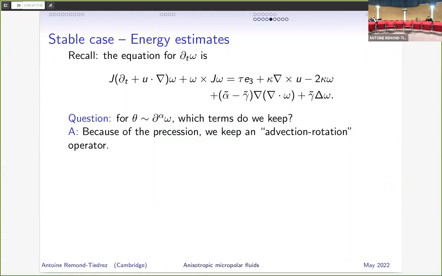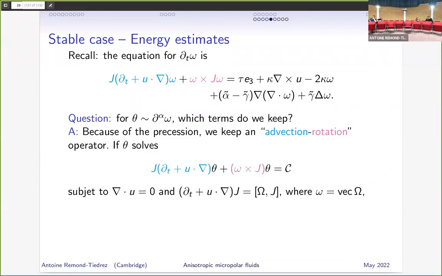So in this case, the good operator to have is an advection rotation operator. So you have the advection here plus the rotation there. What this means is that when you take derivatives, so your theta is just a bunch of derivatives of your angular velocity, this is the operator that you want to keep.